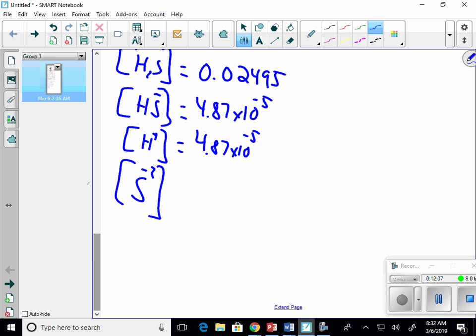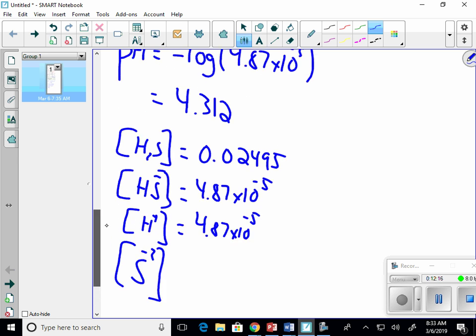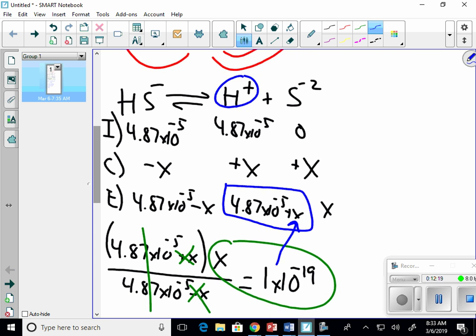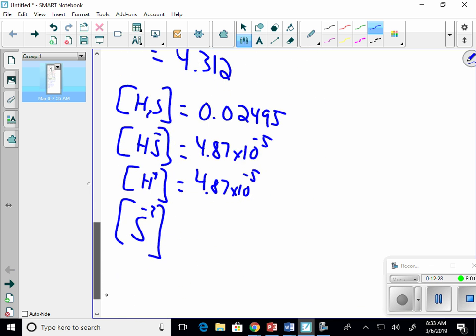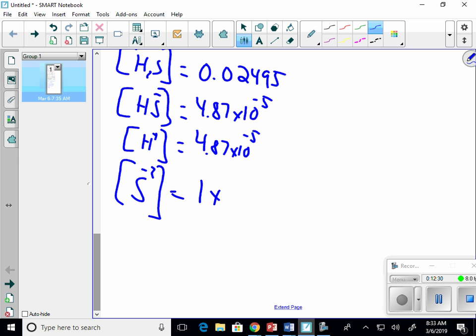The only thing left is that second conjugate base, the S-2. And for that particular problem, remember, here's my ICE table. The S-2 equals X. And what was X? The second K value. Here's what I would say.